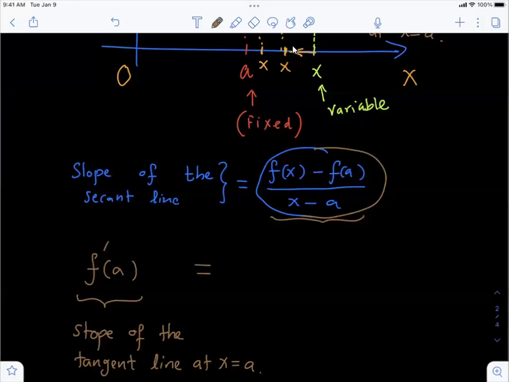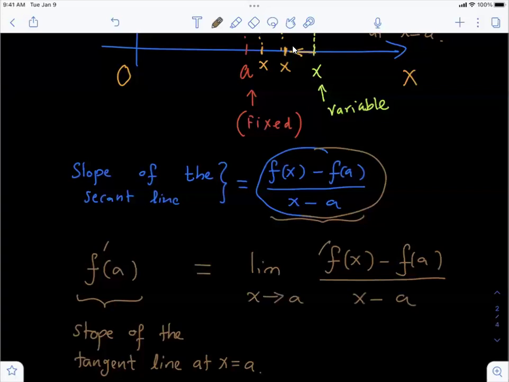Now in this case, first we look at the average consideration. This is the average, or the slope of the secant line on average. It is an average on an interval between x and a. And then we consider the limit as x goes to a, and this limiting process concludes with the slope of the tangent line, right?